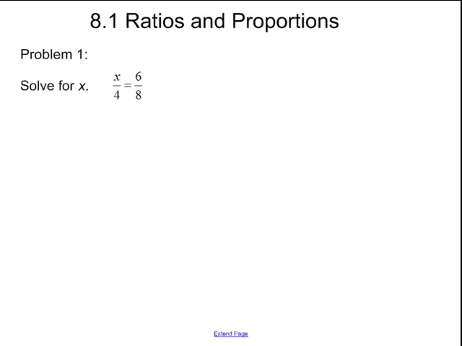I have some problems for you. I'm not even going to do examples. I think you've done enough of these to be able to solve the problems on your own. So why don't you pause the video and see if you can solve the first problem.